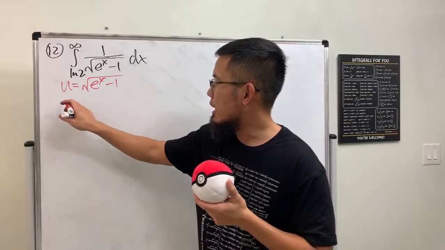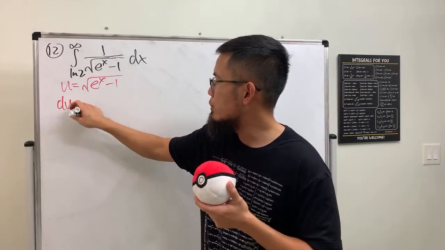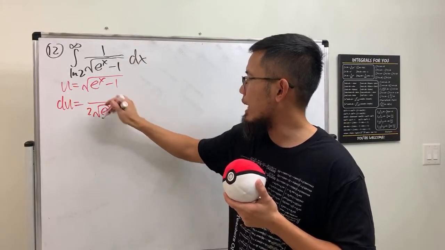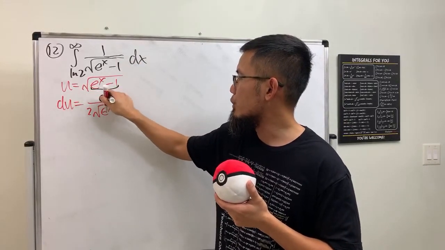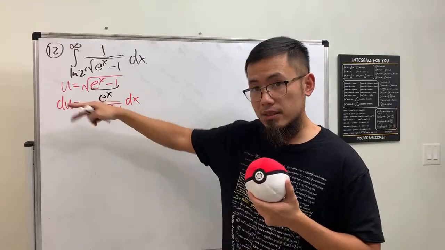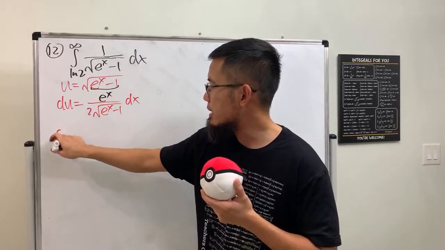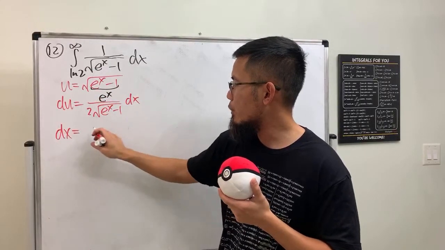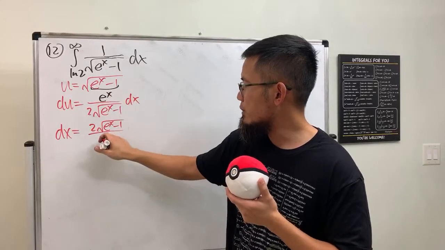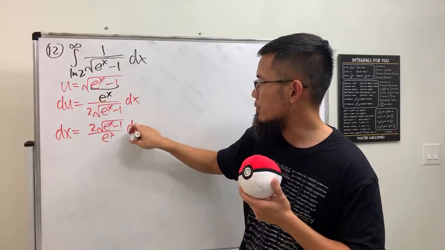So this is our u, and then we see du is equal to 1 over 2 square root of e to the x minus 1, and use the chain rule. So we have e to the x, and then we have the dx. And then I'm going to multiply the reciprocal on both sides. So we get dx equals 2 square root of e to the x minus 1 over e to the x, and then we have the du.